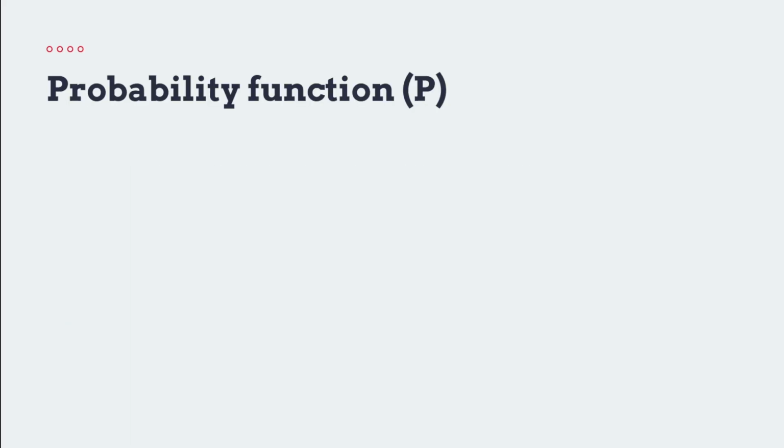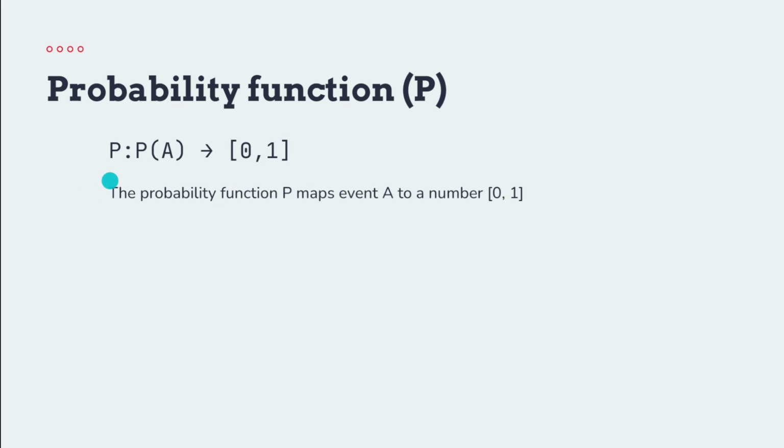We assign numbers to sets by using the probability function. It's a function because it's a mapping from an input to an output. The probability function P takes an event, which is a set of outcomes, as input, and outputs a number between 0 and 1. This is how every event gets assigned a number, but not every assignment of numbers is allowed.